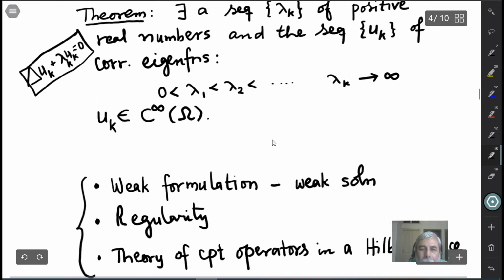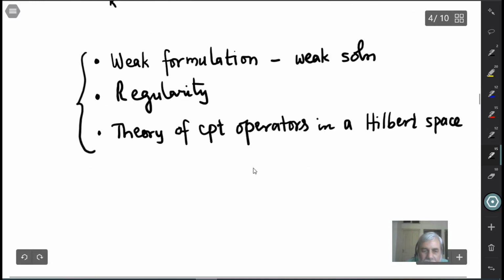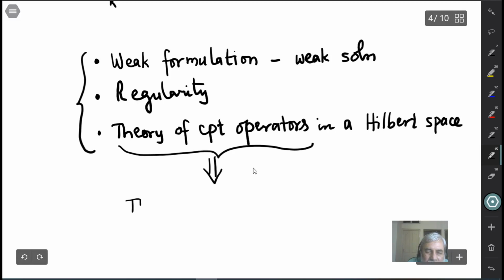Okay. And this theory of compact operators also tells us one more thing. This is interesting. Okay, the multiplicity. Okay, so there is an underlying Hilbert space here.